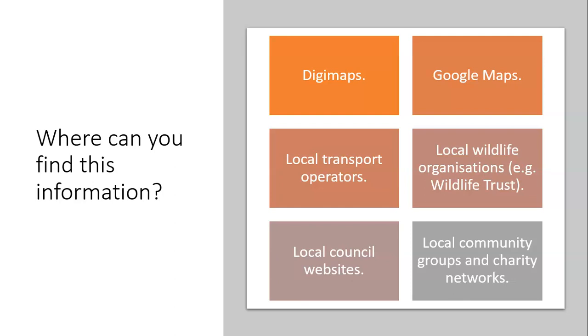You can look at local council websites, which will give you good local information in terms of, again, things like environmental services, parks, woodlands, transport networks, and community groups. And then you can also research local community groups and charity networks in the area, which will give you maybe more of a detailed level of understanding of the community needs in the area and what's already existing in terms of social infrastructure.